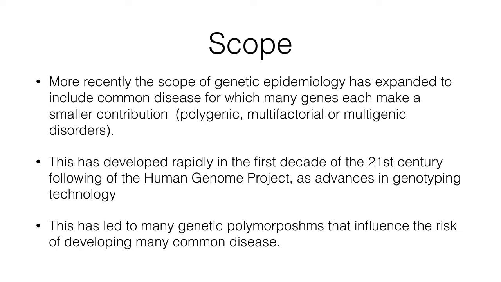So more recently, the scope of genetic epidemiology has expanded to include common diseases for which many genes each make a smaller contribution. We discuss polygenic, multifactorial or multigenic disorders. So this has developed rapidly in the first decade of the 21st century following the Human Genome Project as advances in genotyping technology increased. This has led to many genetic polymorphisms that influence the risk of developing many common diseases.